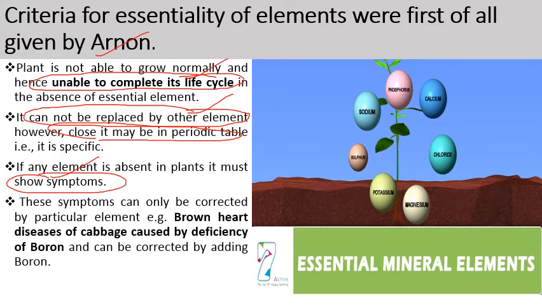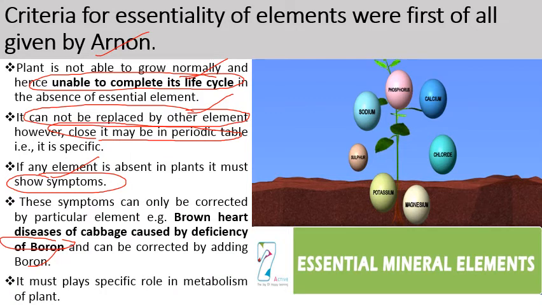These symptoms can only be corrected by a particular element. For example, brown heart disease of cabbage, which is caused by deficiency of boron, and it can be corrected by adding only boron. तो ये किसी और element के addition से ठीक नहीं होगा. So these are some important features. Like next, it must play a specific role in metabolism of the plant. So these are some important features of the elements to come under the category of essential elements.